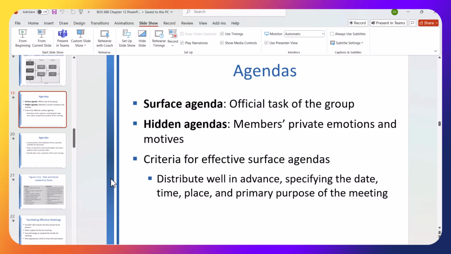So agendas: surface agenda, the official task of the group. Hidden agendas, members' private emotions and motives. Criteria for effective surface agendas: distribute well in advance, specify the date, time, place, and primary purpose of the meeting. So there's always going to be an official agenda, and then there are individual agendas. A lot of times you may find people have individual agendas that are not for the betterment of the organization or the group. It could be personally self-serving or something that may only be good for a part of the group.